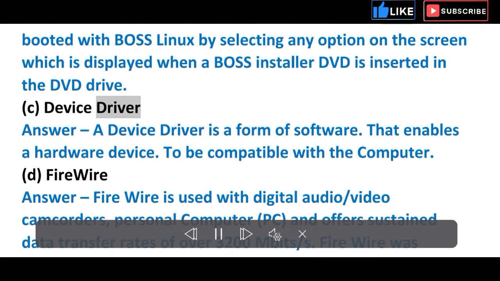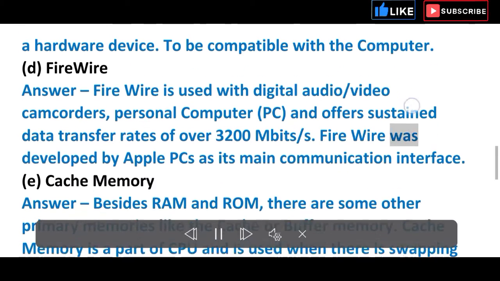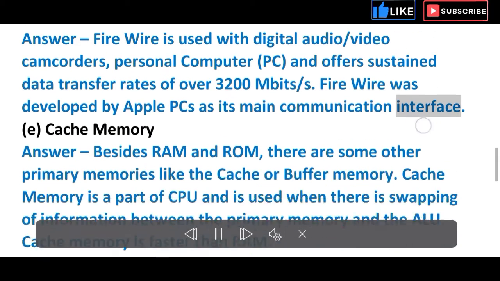C. Device driver. Answer. A device driver is a form of software that enables a hardware device to be compatible with the computer. D. Firewire. Answer. Firewire is used with digital audio, video camcorders, personal computer PC, and offers sustained data transfer rates of over 3200 Mbps. Firewire was developed by Apple PCs as its main communication interface.